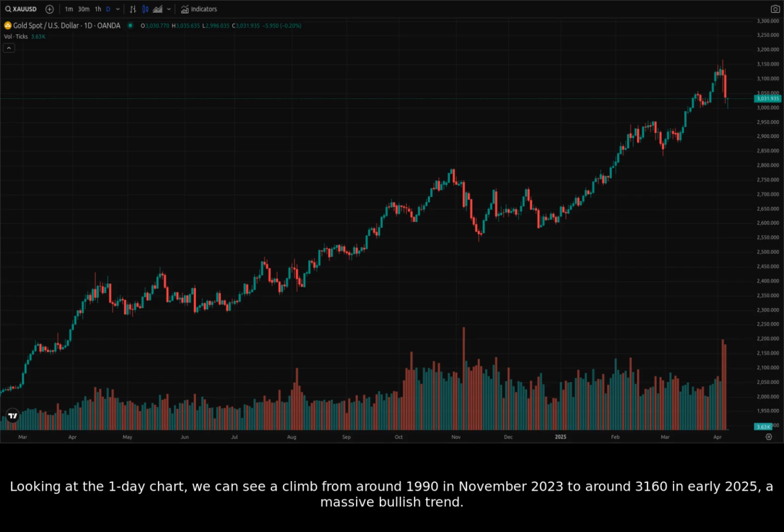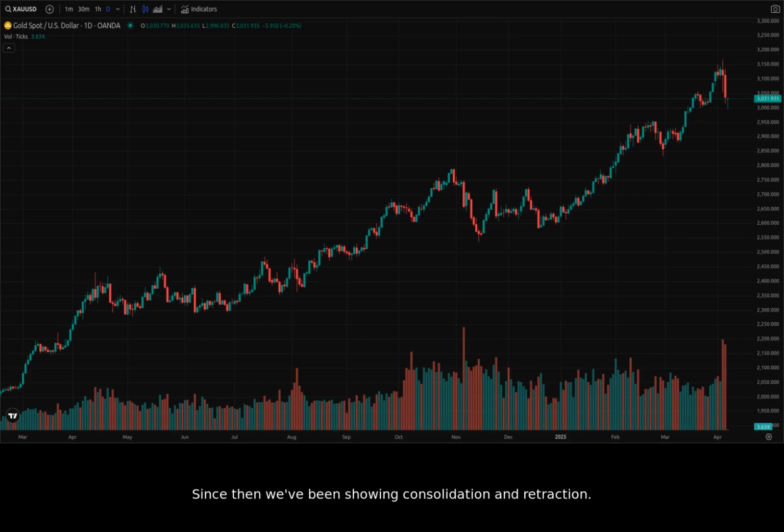Looking at the one-day chart, we can see a climb from around 1990 in November 2023 to around 3,160 in early 2025, a massive bullish trend. Since then, we've been showing consolidation and retraction. Let's hone in on the last few months. We'll filter to candles from January 1st, 2025 until now.